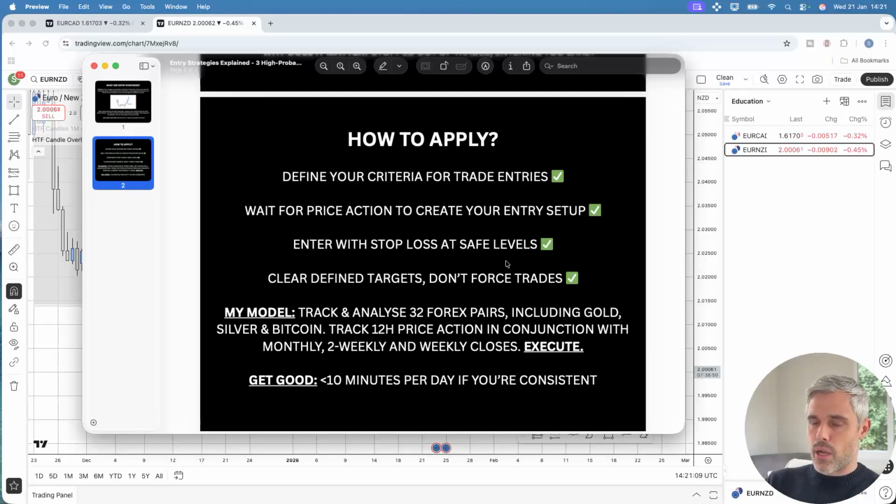This is a very abundant area of trading Forex. Trades come up every single day. It's just about being patient and waiting to execute at the right time. I track and analyze 32 Forex pairs. I track 12-hour price action, and I swing trade monthly, 2 weekly, and weekly candles. Once you get good at this, you can do it in 10 to 15 minutes a day.